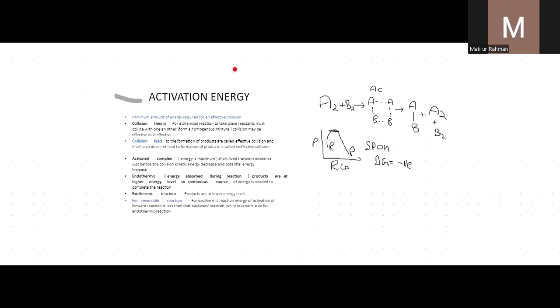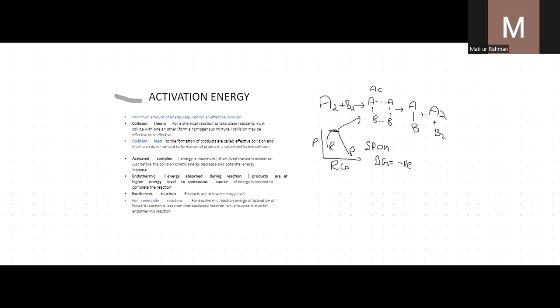So we can say that this is the activated complex. This value represents the activated complex. You can see from this graph that this is the highest energy state. So reactants reach the peak of the curve to form the activated complex. These reactants must reach this value to form the activated complex.